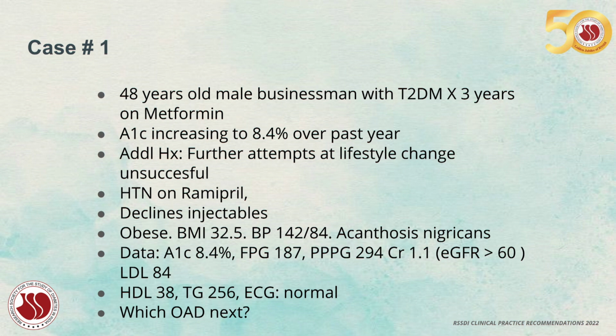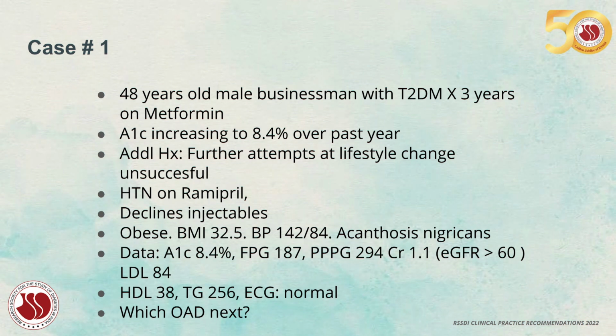He has indicators of insulin resistance. A1C 8.4%, fasting postprandial in the range of 187 to 94, creatinine normal, EGFR is normal, lipids, triglycerides high, rest everything is fine. And he's already on metformin. So what OAD would you like to add? Because he doesn't want injectables.